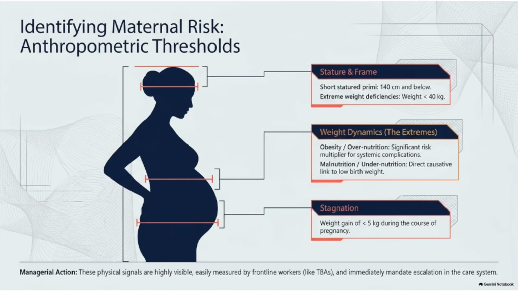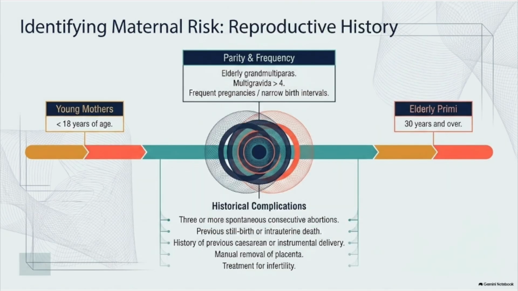And for stagnation, a weight gain of less than 5 kilograms during the entire course of pregnancy is a red flag. These physical signals are highly visible, easily measured by frontline workers like traditional birth attendants, and they immediately mandate escalation in the care system. Reproductive history is another major identifier of maternal risk.